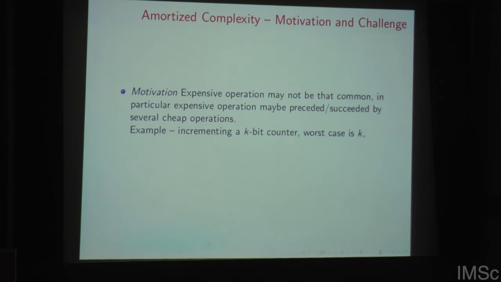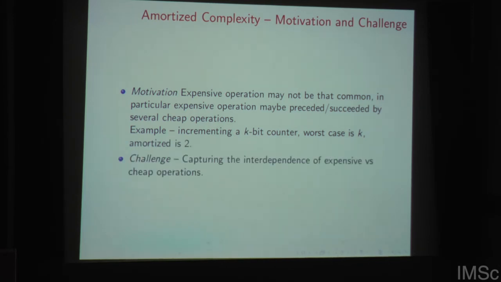But how often are you going to spend this k time? If you carefully analyze it, you will see that the last bit is flipped every time. Suppose I'm starting with 0000 and doing a lot of these increment operations. The last bit is flipped every time, but the bit before is flipped only half the times. The bit before that is flipped only one quarter of the time. And if you analyze it this way, you will see that the amortized cost will be only 2. Okay? So again, worst case for a query can be an overestimate when you really care about the total time for a sequence of operations.